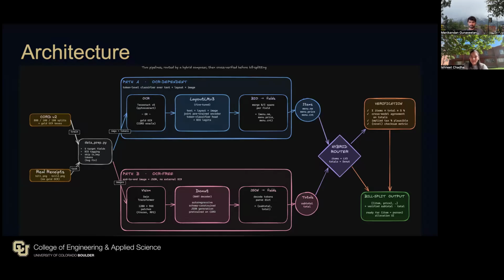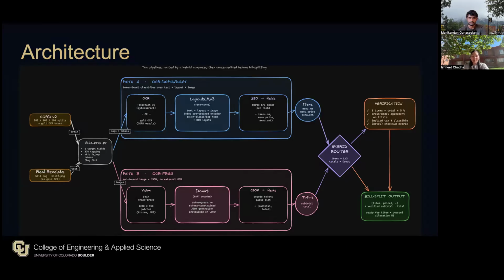Here are two architectures that we compare. On the OCR dependent side, we have LayoutLMv3, which is a multimodal transformer that consumes Tesseract's OCR input along with the bounding boxes and image patches. And it classifies tokens with the BIO scheme. On the OCR free side, we have Donut, which is a Swin transformer encoder feeding a BART autoregressive decoder that generates structured JSON directly with no OCR step at all. The fundamental difference is that LayoutLMv3 labels tokens and Donut generates them. As we'll see, that distinction is what determines which model wins at which subtask.